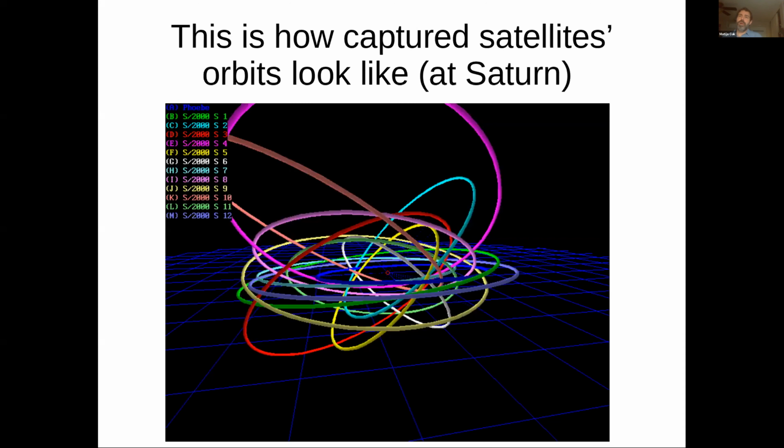This is a 3D plot of the orbits of the irregular satellites of Saturn. These are actually captured comets and asteroids. You can see how their orbital planes are all over the place. They don't care where the equator of Saturn is. So the most important lesson from this talk, I guess, is that people who work on this don't think that Phobos and Deimos are captured, and haven't for a long time.